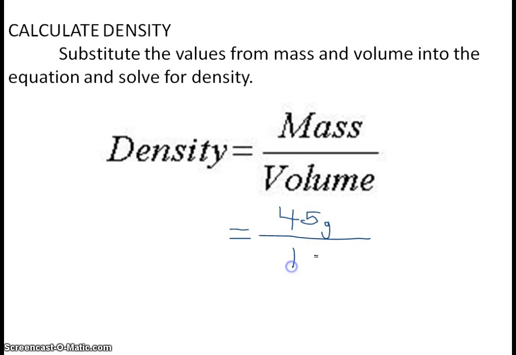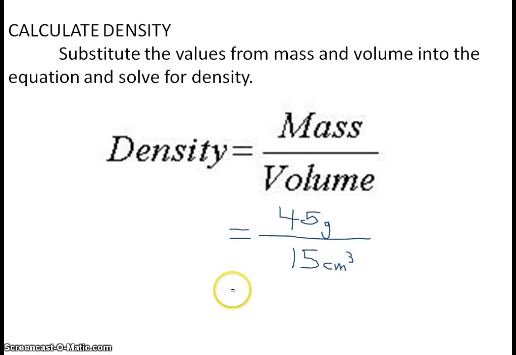Okay, and we have a volume of 15 centimeters cubed. Now remember, this 3 doesn't do anything to this number. The 3 just refers to having 3 centimeters multiplied together. So that's cubed, meaning it's a volume.